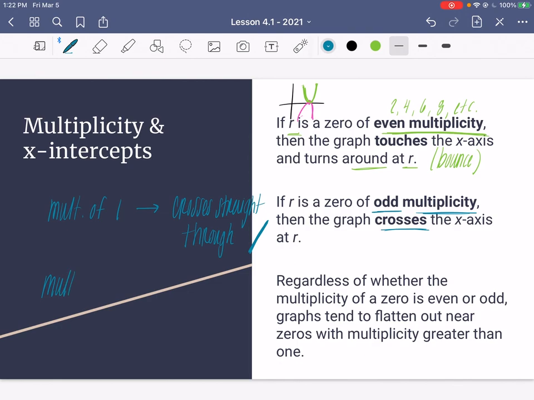If it is an odd multiplicity but it's 3 or higher, then think about what the shape of a cubic function does at the x-axis most often. That is going to flatten out and make that S shape. So that shape at the x-axis flattens out, an S shape. And I'll show you some examples shortly here. So that's what's going to happen at that zero.